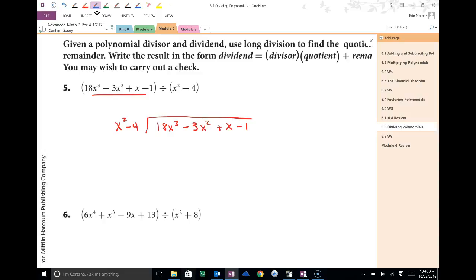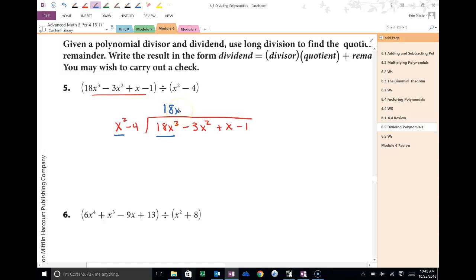Ready? Okay. So when you're dealing with polynomials, you're going to start by looking at the first term of your divisor and your dividend. I'm looking at this x squared and the 18x cubed. All I'm going to say to myself is, what do I have to multiply x squared by to make it 18x cubed? 18x. Everybody got the 18x? So that goes on the top.